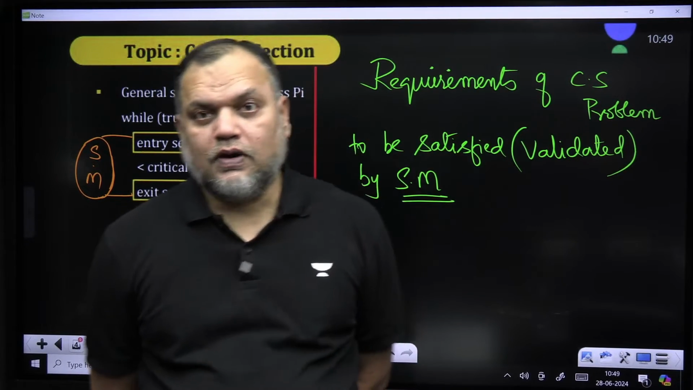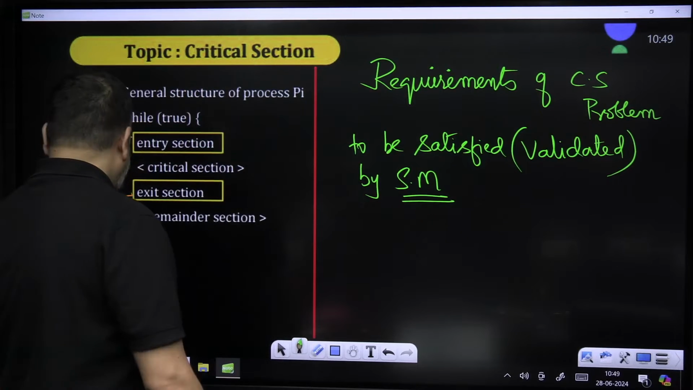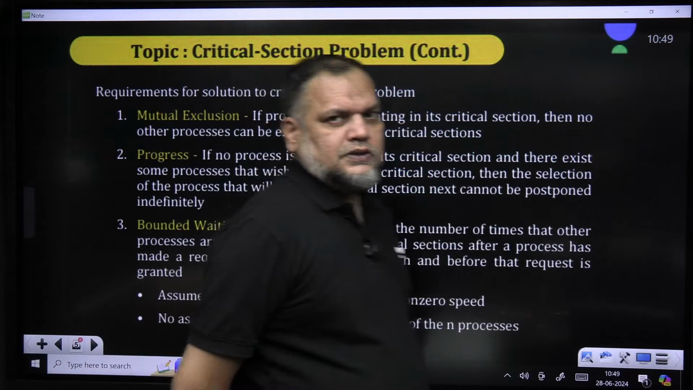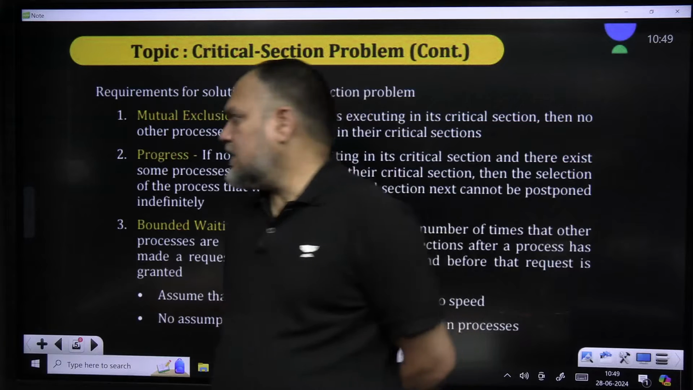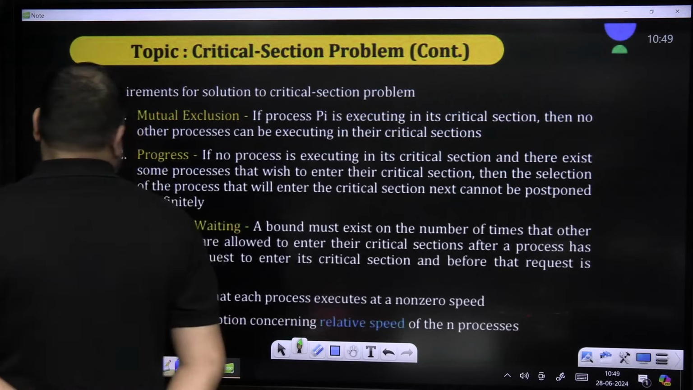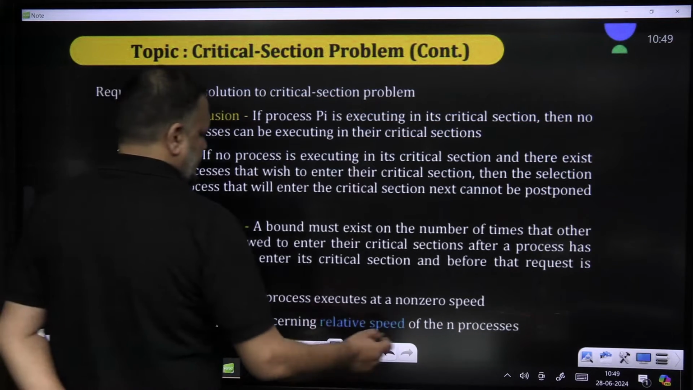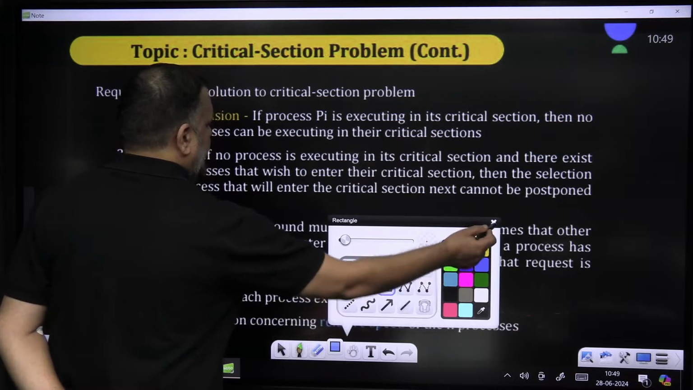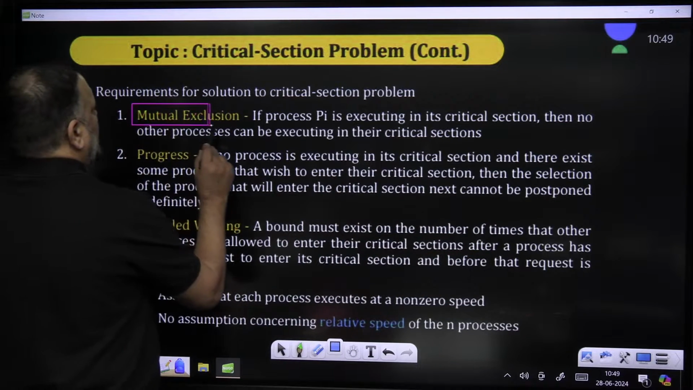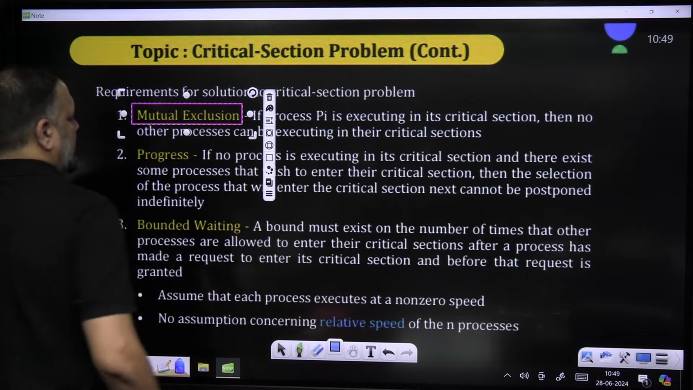So what are those requirements? Let us study one by one. Look at this. The first requirement is that, listen, mutual exclusion. So let me underline it. Mutual exclusion. What does the principle of mutual exclusion say?